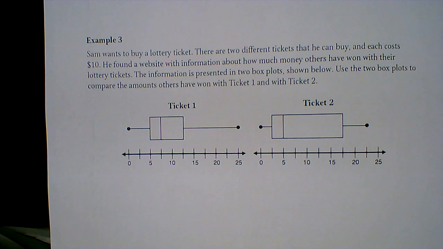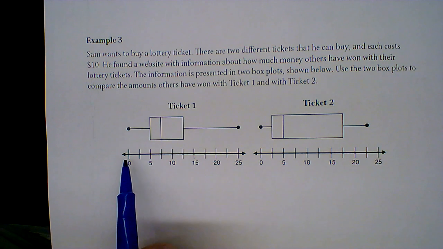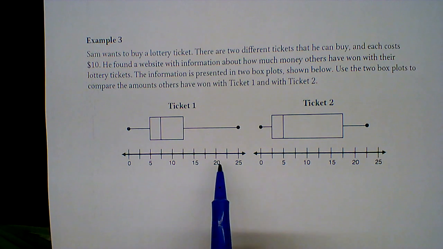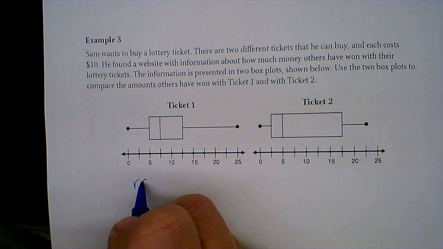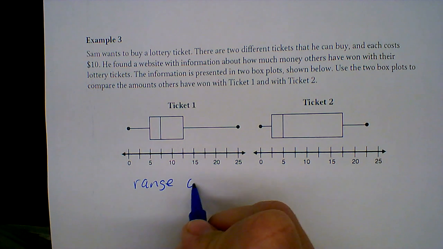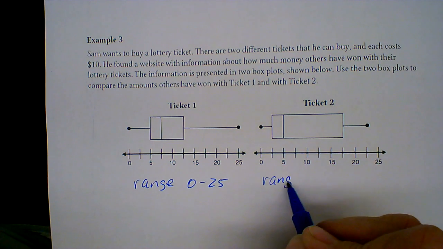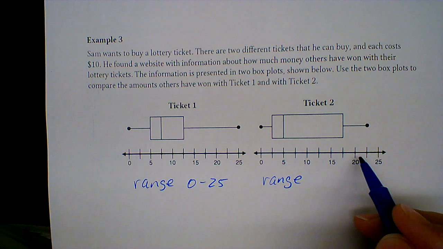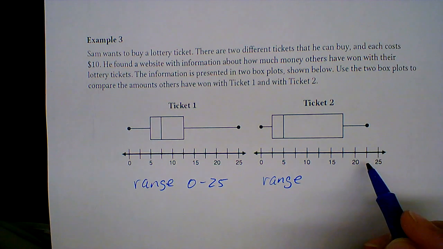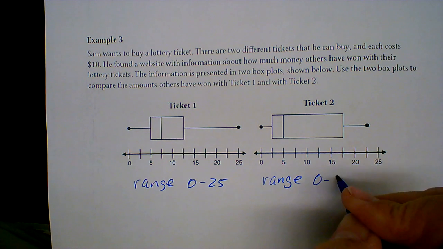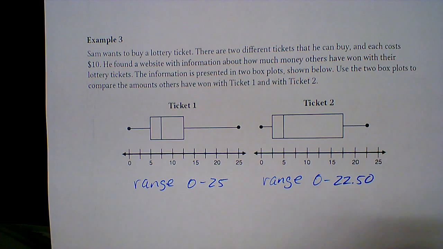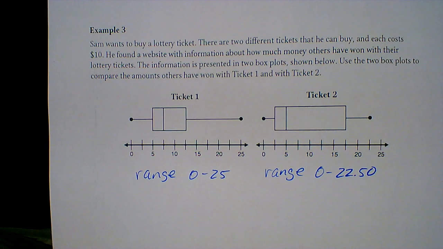So let's compare the range of the data. The ranges seem to be similar. In this case, our data points range from $0 to $25, and the range in ticket 2 seems to go from 0 to about halfway between 20 and 25, so that's about $22.50. So they have very similar ranges.